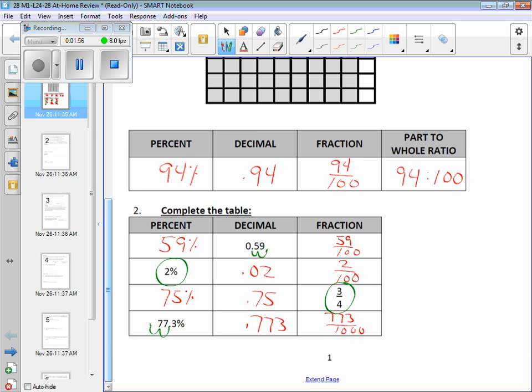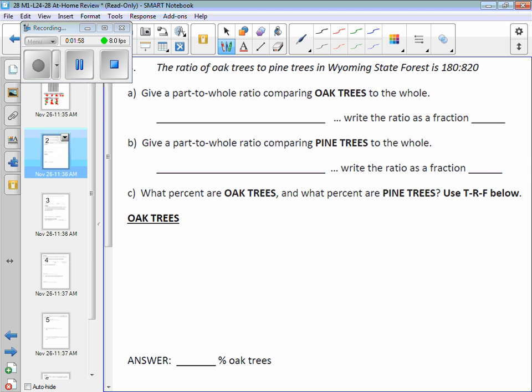Let's take a look at page 2. All right, we're going to look at the ratio of oak trees to pine trees in Wyoming State Forest. They tell us it's 180 to 820. And right now that's a part-to-part ratio. In order to make it a part to whole, we take the part 180. And we have to figure out the total amount of trees in the forest, which is 180 plus 820. And that's going to give us a nice, neat number of 1,000. And when we write that as a fraction, it is 180 over 1,000.